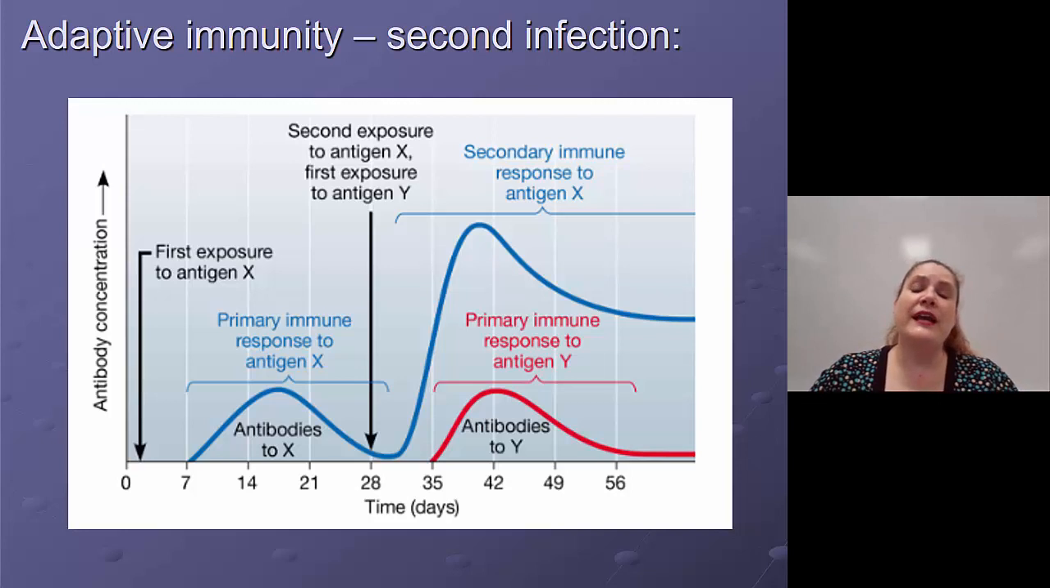Now, if we bring in a different antigen, which is where that red line is, new antigen Y comes in on day 35. First exposure to antigen Y, 28 days, I apologize. Day 35, your body finally figures it out, and now we've got that first response again.